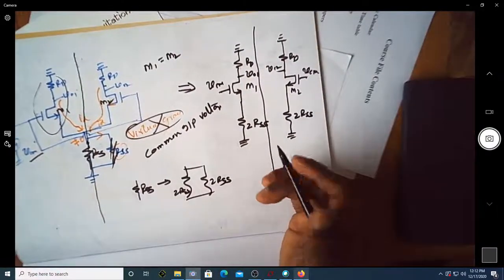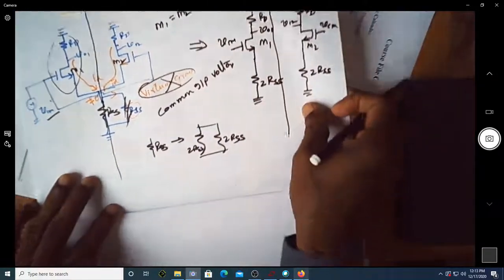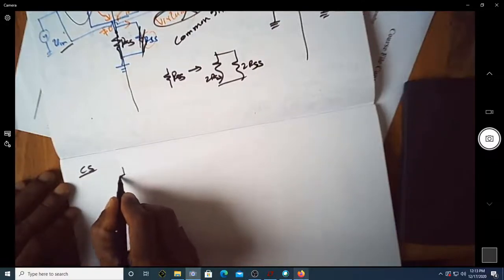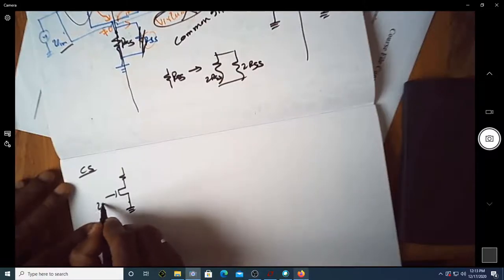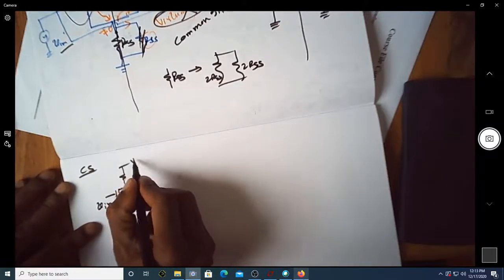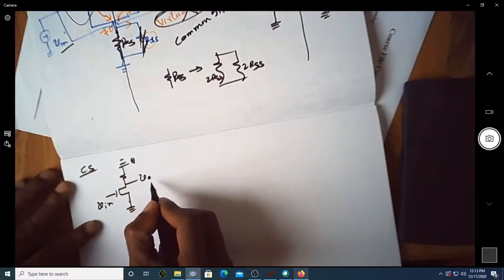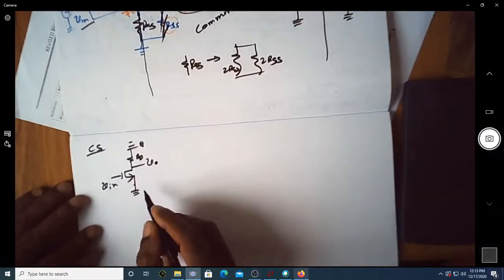So now, does this resemble any particular amplifier? Let me just see one CS amplifier. How does a CS amplifier look? This is my input voltage; let me write the AC equivalent of that. This is V0, this is RD. Is this a CS amplifier? This is a CS amplifier.